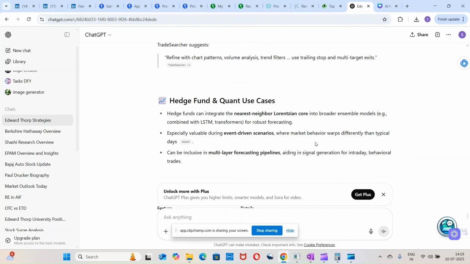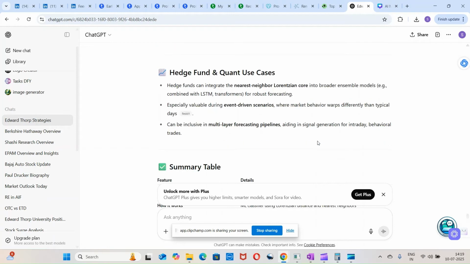Hedge fund and quant use cases: hedge funds can integrate this nearest neighbor Lorentzian core into broader ensemble models. An ensemble is an AI model which has a combination of all the models. For example, combine it with LSTM, long short-term memory, and transformer models, and you could combine this Lorentzian nearest neighbor model also for robust forecasting. It's valuable during event-driven scenarios, especially when market behavior warps differently than on typical days. That time, this model is very useful and performs well, and it could be included in multi-layer forecasting pipelines, aiding in signal generation for intraday behavioral trading.